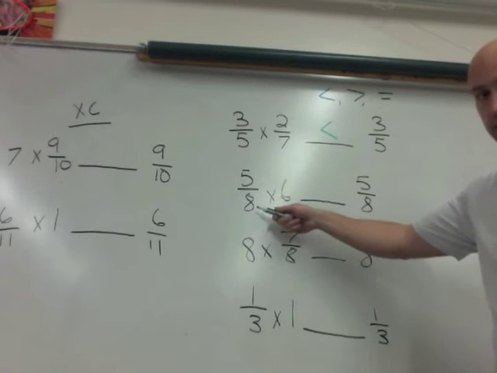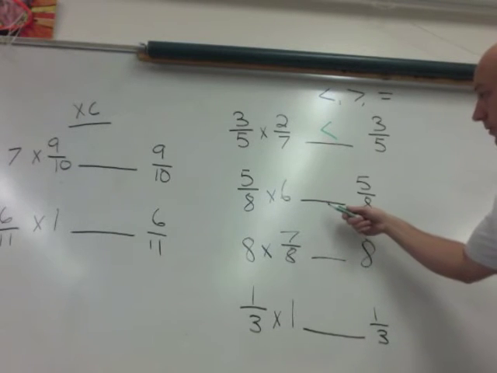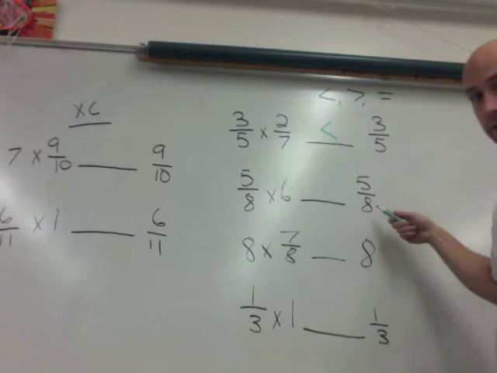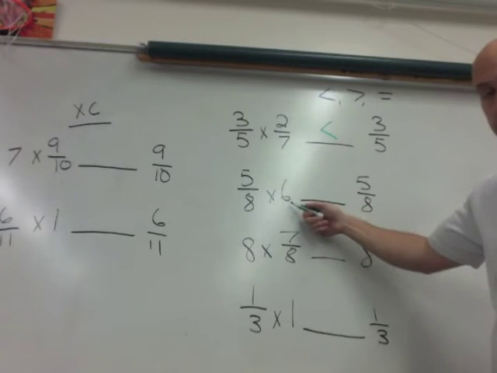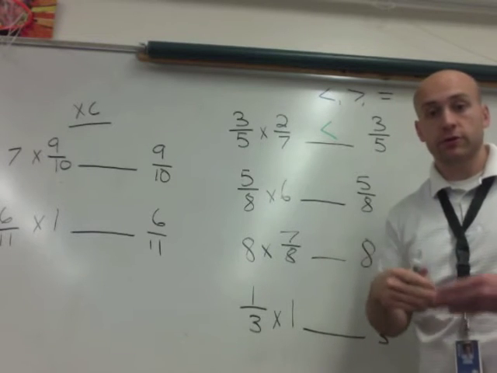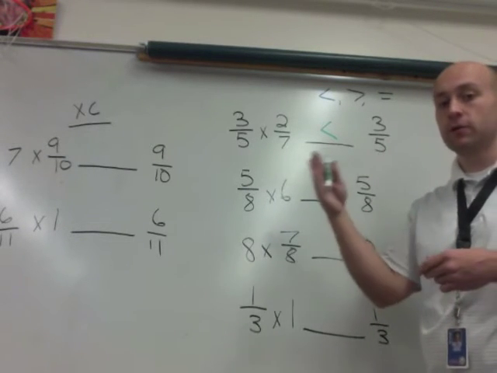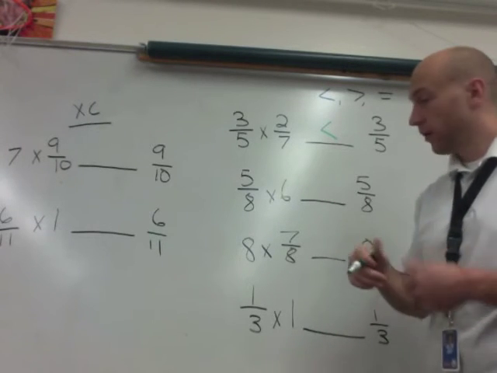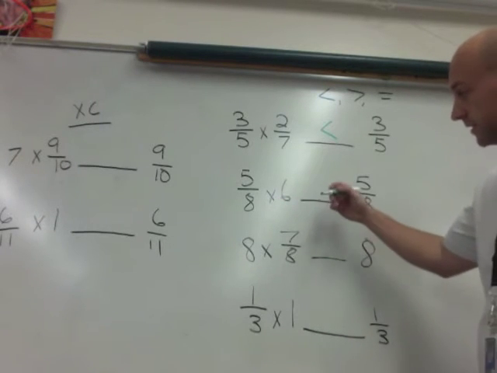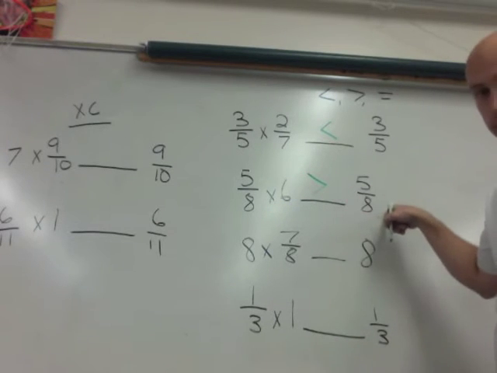Okay, 5/8 times 6 is going to be less than, greater than, or equal to 5/8. Well, 6 is bigger than 1, right? So that means our answer is going to get bigger. If it's 1, it stays the same. Less than 1, it gets smaller. If it's bigger than 1, it gets bigger. So we're timesing 5/8 times 6. So this answer right here is going to be greater than 5/8.